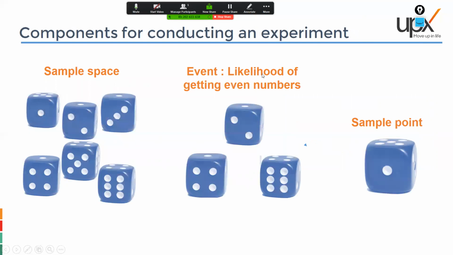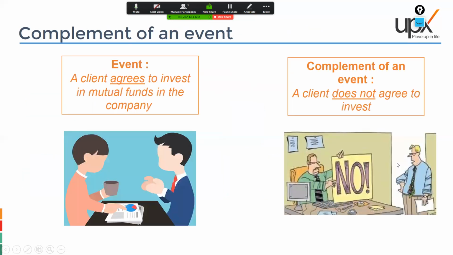And an event is the likelihood of getting even numbers. So this is the sample, all possibilities in a sample, right? And the event is nothing but the likelihood of you getting even numbers. One particular point in the sample space is called a sample point.